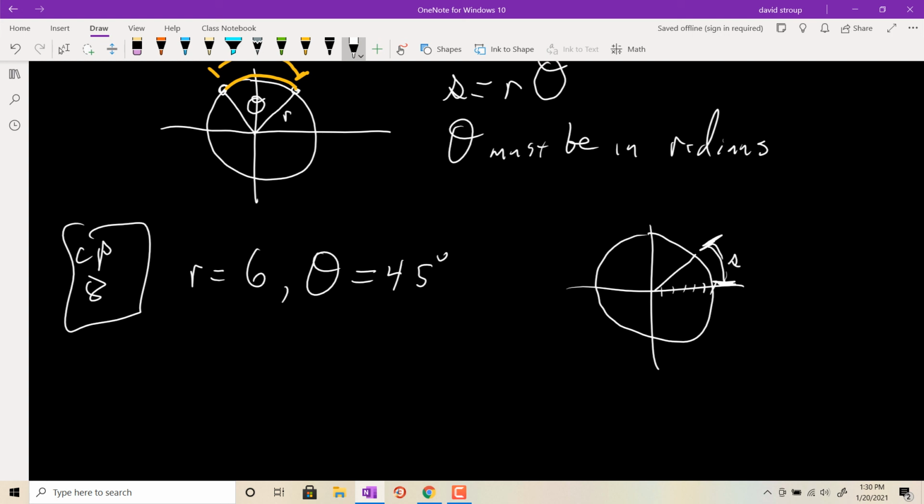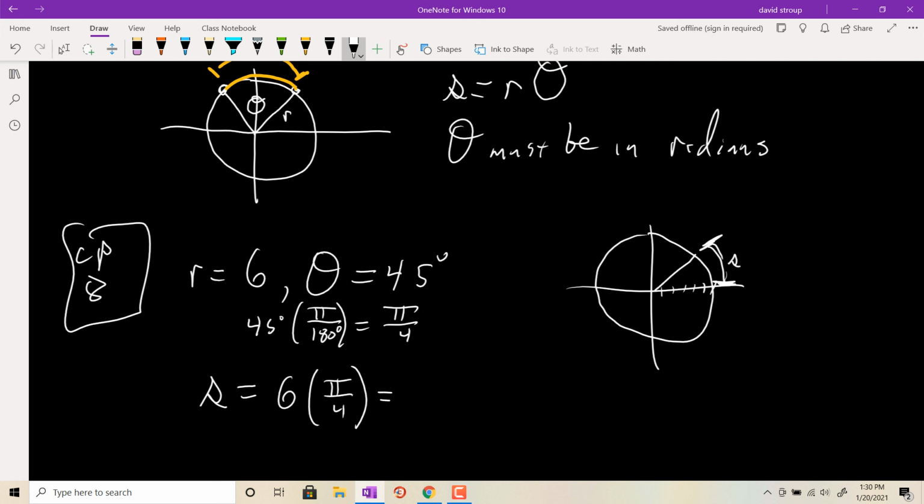So the arc length S is 6 times 45, well, you have to be careful. You have to convert 45 degrees into radians. 45 degrees times pi over 180 is going to be pi over 4 when all is said and done. So I'll multiply 6 by pi over 4, and we end up with 3 pi over 2. Because the radius was given in inches, which I should have noted, I apologize, the arc length is also going to be a distance in inches.